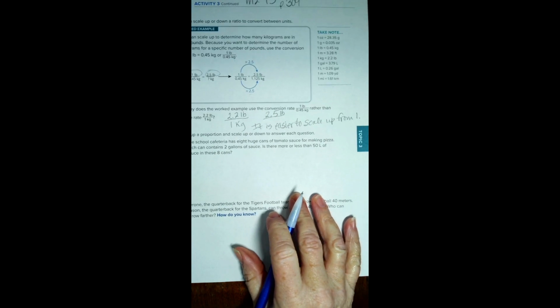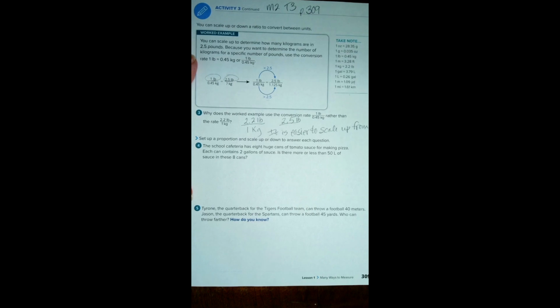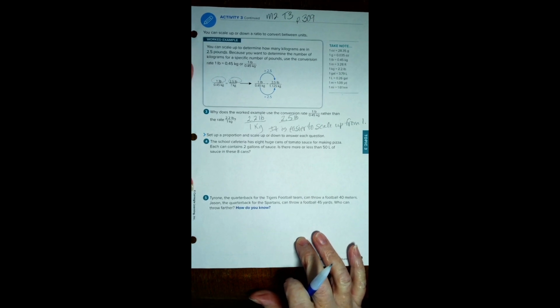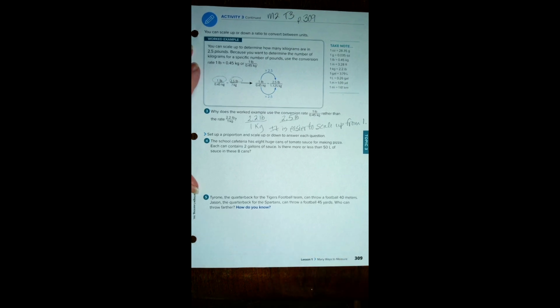Okay, make sure this is on the screen. Let me zoom out a moment. Number 4: set up a proportion and scale up or down to answer each question. The school cafeteria has 8 huge cans of tomato sauce for making pizza. Each can contains 2 gallons of sauce. Is there more or less than 50 liters of sauce in these 8 cans?